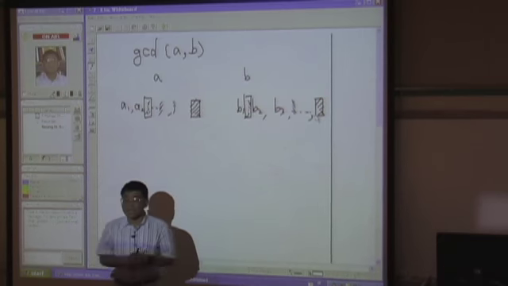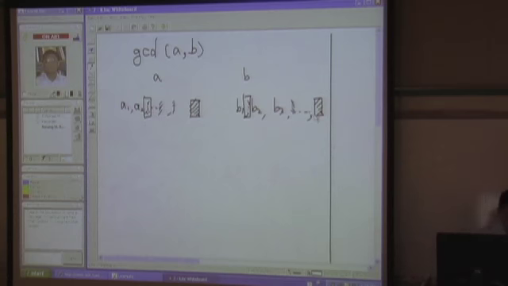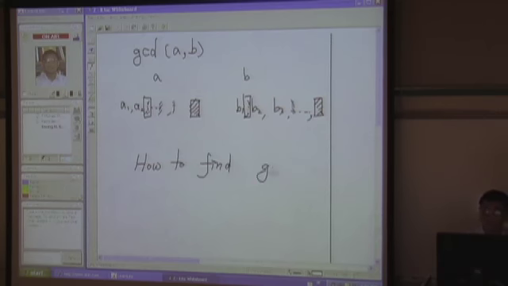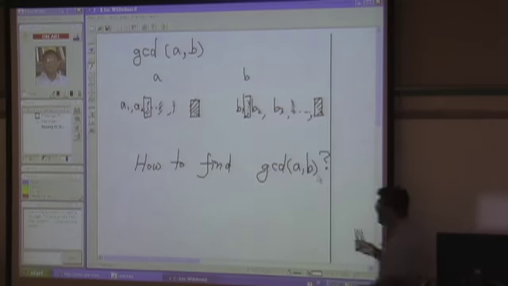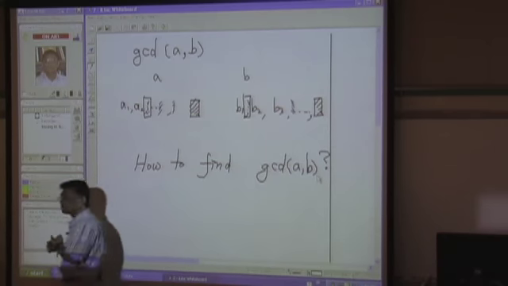But in any case, I explained the properties, and the properties that I mentioned are in some sense natural. And if you don't mind, I will continue and then cover the idea of finding the GCD, how to find the GCD of A and B. And then later, after covering this fully, I will return to the proof of the statement that I made.